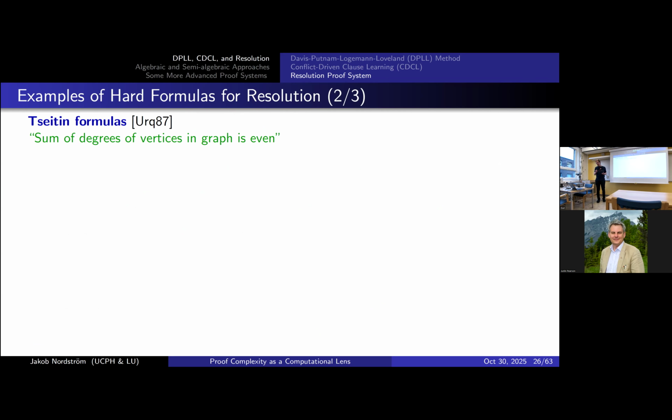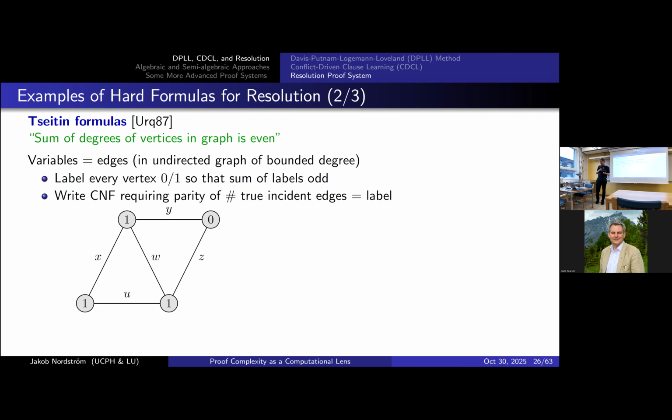Another formula that is even harder is the so-called Tseitin formula, which is essentially an encoding of the handshake lemma, saying that the sum of the degrees of the vertices in a graph is even. So we have to somehow encode this in a slightly sneaky way. What we'll do, we'll give every vertex a label 0 or 1 in such a way that the sum of all labels is an odd number.